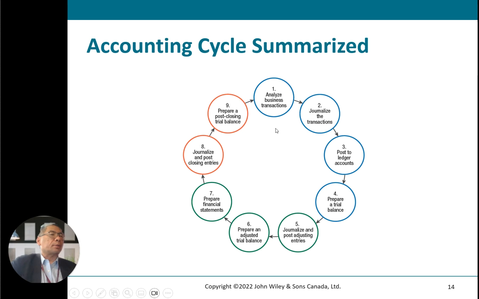Analyze the business transactions. For example, selling samosa $1,000 to Bank of Montreal and receive the payment in cash. Number 2, journalize all the transactions and then post to the ledger entries for preparing the trial balance. Then journalize and post adjusting entries, prepare and adjust the trial balance, prepare all the financial statements, journalize and post the closing entries, and then prepare the post-closing trial balance. We're gonna do it step by step in the next slide, okay?